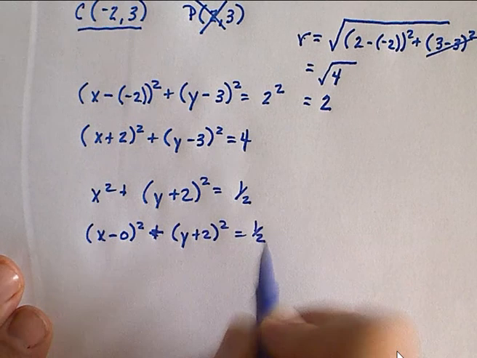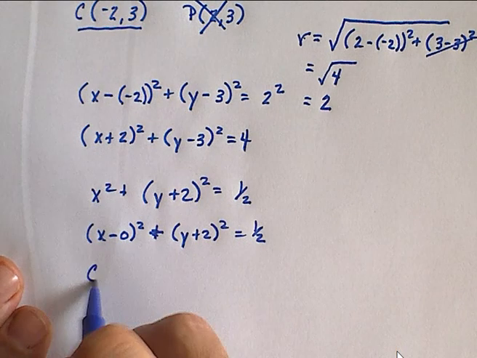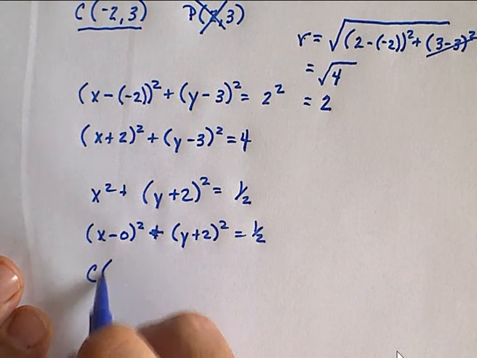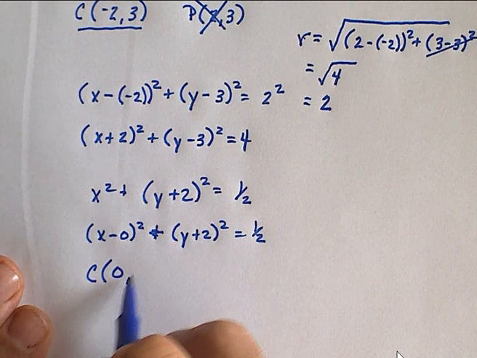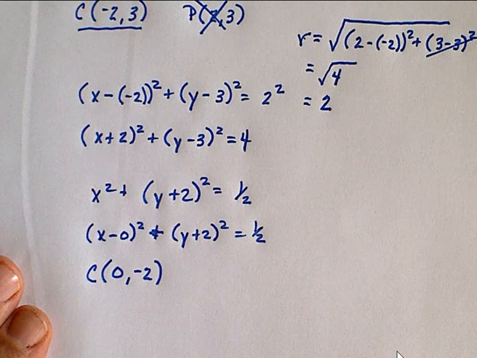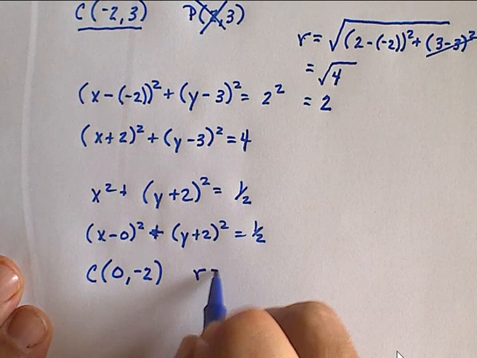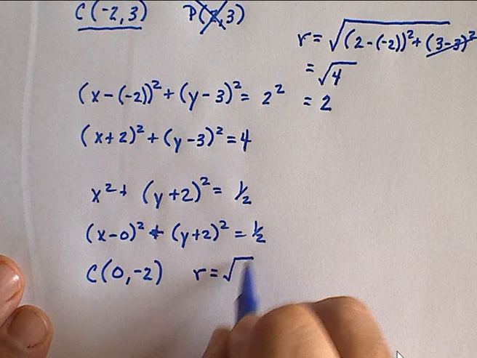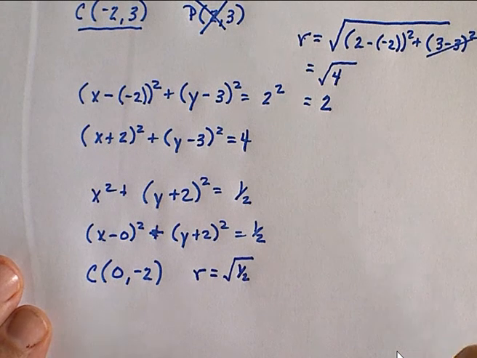Okay, so cover up x and y and take the opposite of what you see. So I have a center at (0, -2), and I have a radius that's the square root of 1/2. Okay.